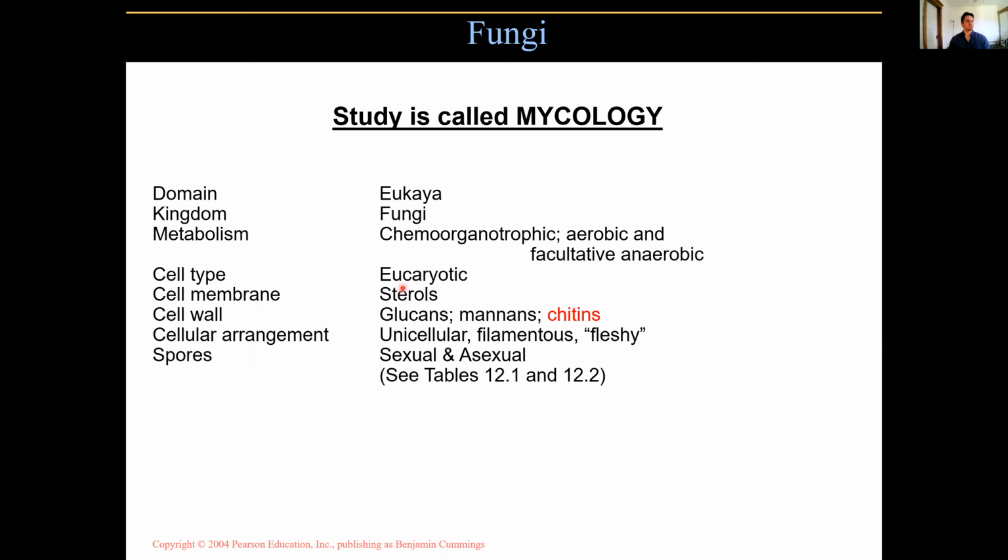Their cell types, as we very much expect at this point, are eukaryotic. A very important difference I want to point out is that in the cell wall there is a lack of peptidoglycan, and they have chitin in their cell wall. This is very, very characteristic of fungi. And I'm going to let you do the rest of those characteristics, save for I will mention that we will be discussing both the sexual and asexual spores and reproduction processes of fungi.